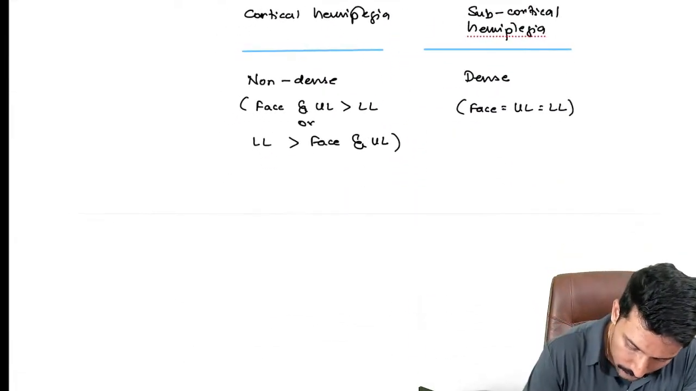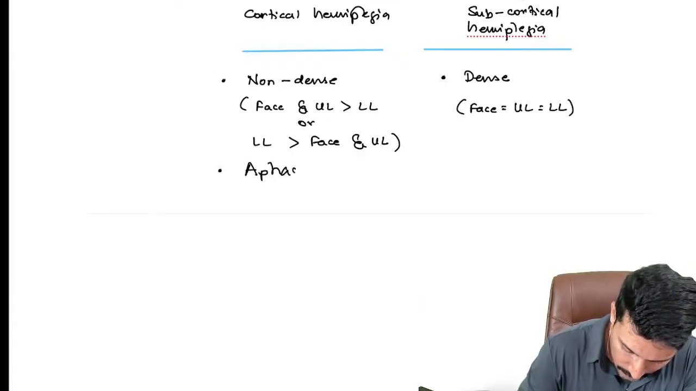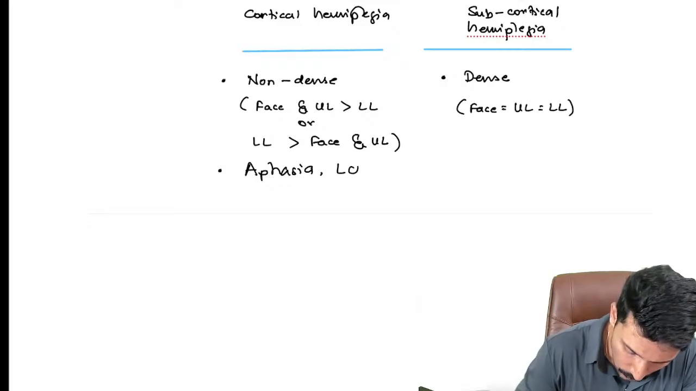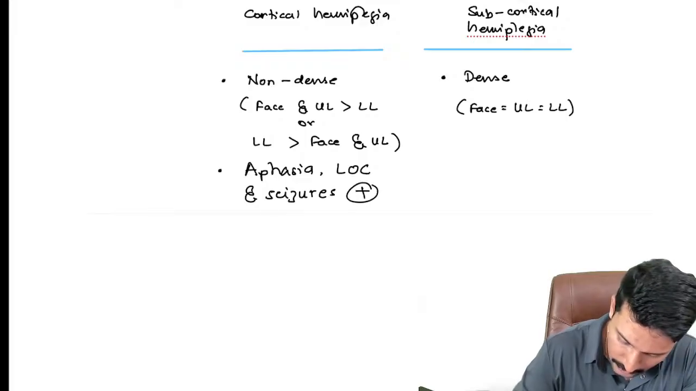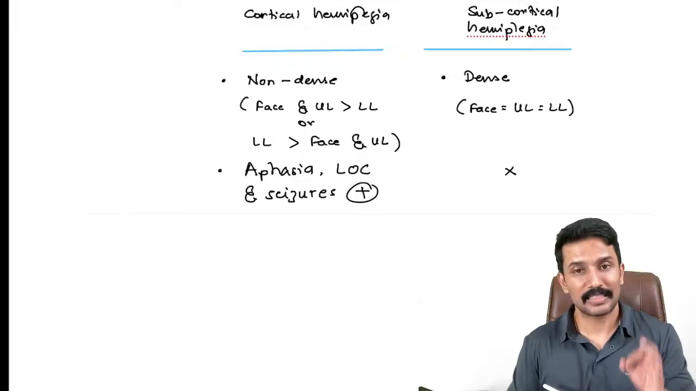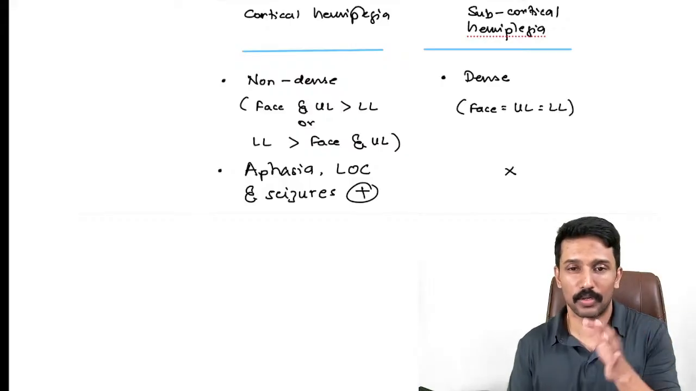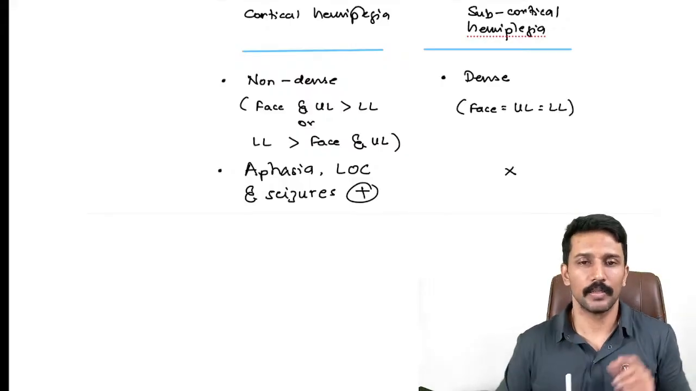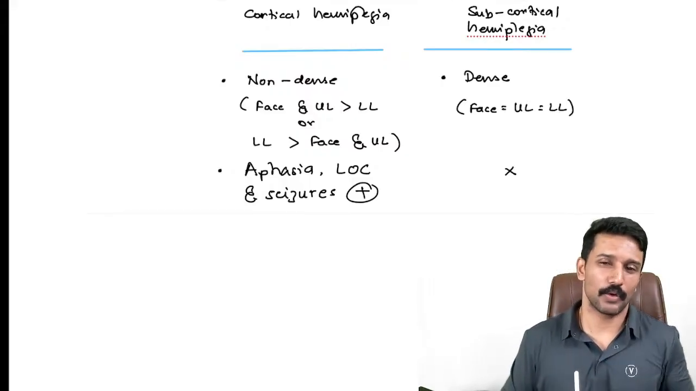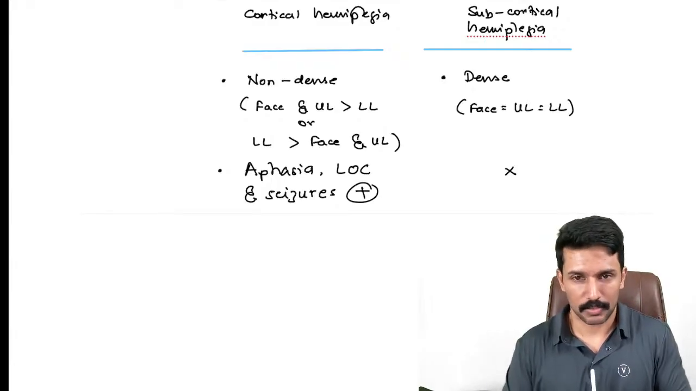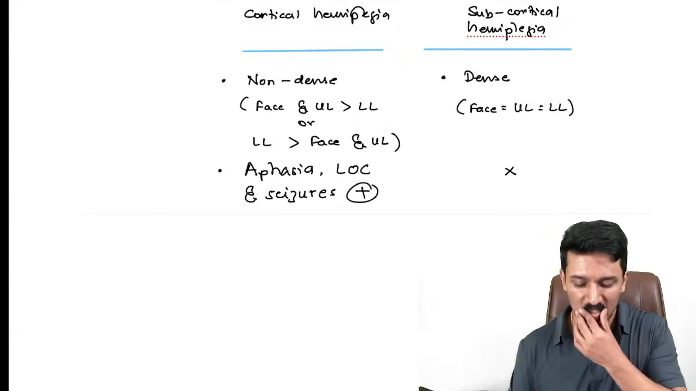Then, these cortical hemiplegias are often associated with aphasia, loss of consciousness and seizures. They are classically not expected in a patient with subcortical hemiplegia. That's why subcortical hemiplegia is often described as pure motor stroke. Weakness is the only complaint. They don't have any aphasia, loss of consciousness or seizures. So this is about localization.